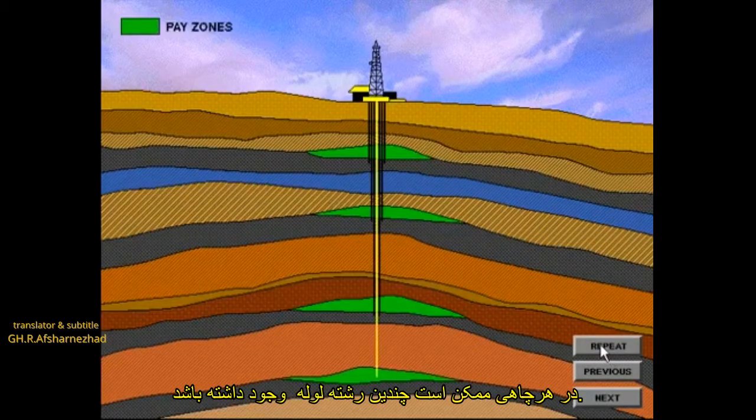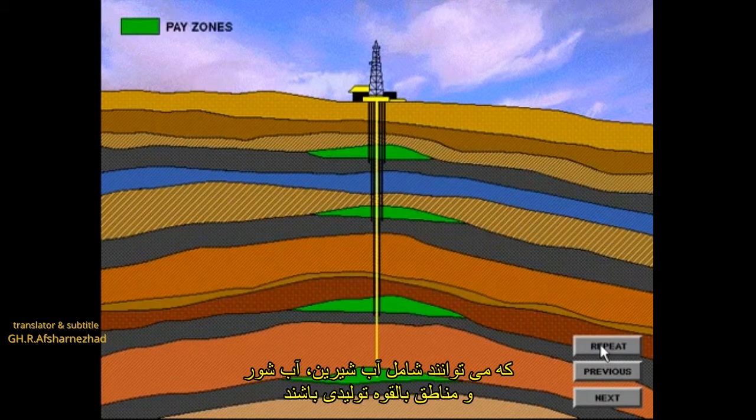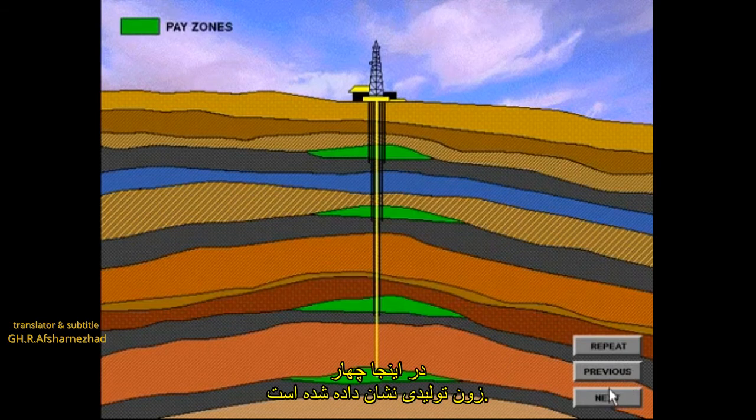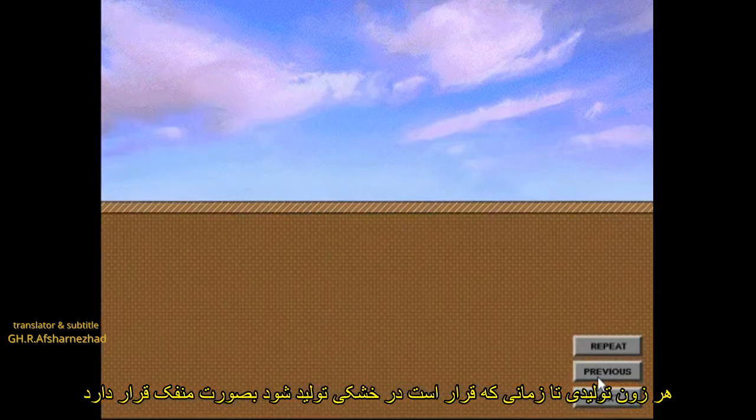There may be several strings of pipe in any given well. The number of the strings is determined by the number of zones being drilled through. These can include freshwater, saltwater, and potential production zones. Depicted here are 4 production or pay zones. Each zone would be cased off or isolated until it is to be produced.